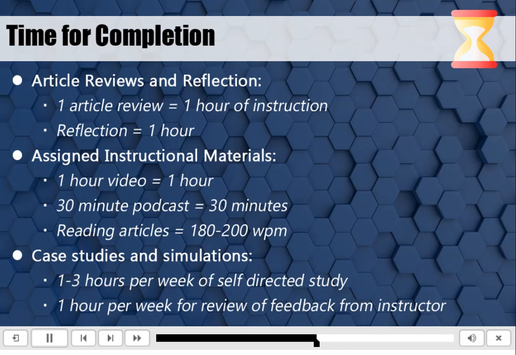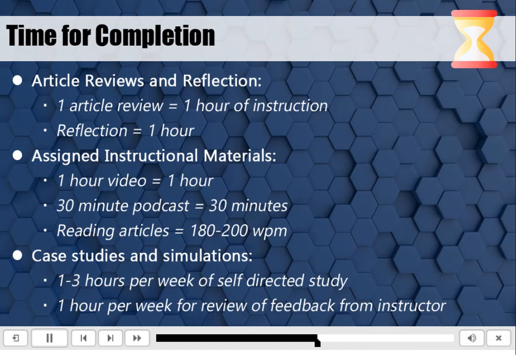Let's say that they're reading articles, and again, they have to do something with that. It's not just reading; they have to have some sort of direct correlation with instructional time. So typically it's around 180 to 200 words per minute, which the student is able to read, and that can vary based on your learner.